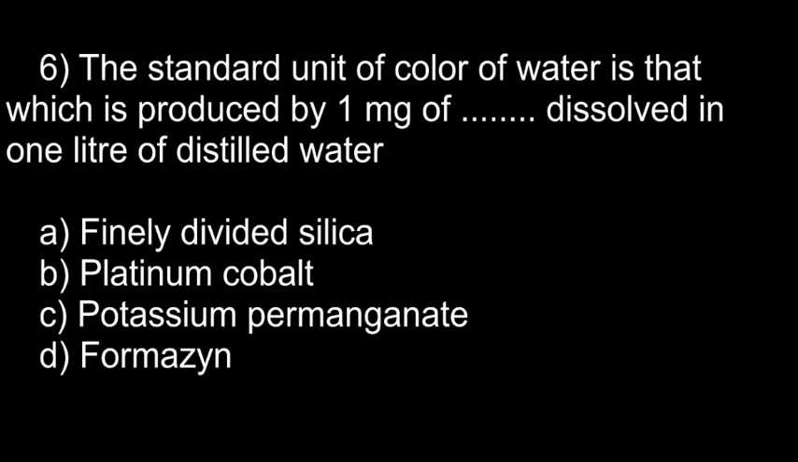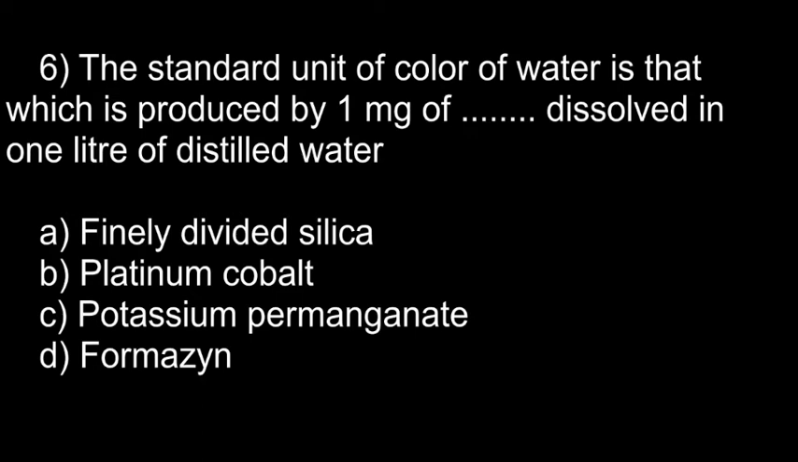The standard unit of color of water is that which is produced by 1 milligram of dash dissolved in 1 liter of distilled water. Option A, finely divided silica. Option B, platinum cobalt. Option C, potassium permanganate. And option D, formazine. We all know that the standard unit of color of water can be determined by the platinum cobalt scale. So here the answer is option B, platinum cobalt.